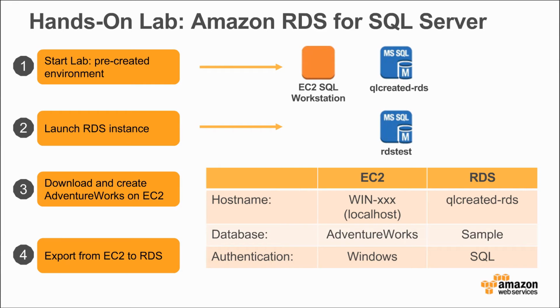And like I said, RDS also supports Windows authentication, but we're not setting up Active Directory in the lab, so you're going to use SQL authentication. Finally, notice that the destination database name is called sample. That's just to keep the two of them straight. Of course, it could have been called AdventureWorks also.